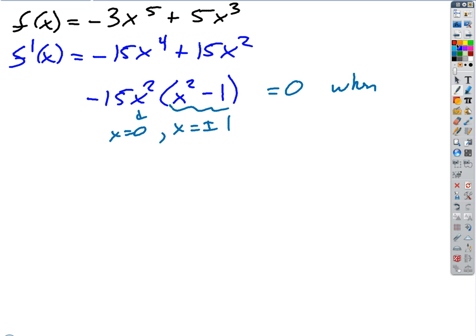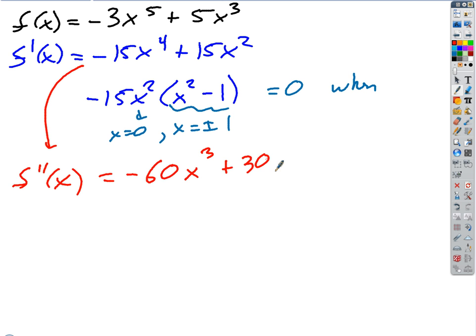Let's go ahead and take the second derivative. Where do we want to pick up for the second derivative, factored or unfactored? Unfactored, for sure. So we'll just go from there, and we get negative 60x cubed minus 30x. And we can factor that.